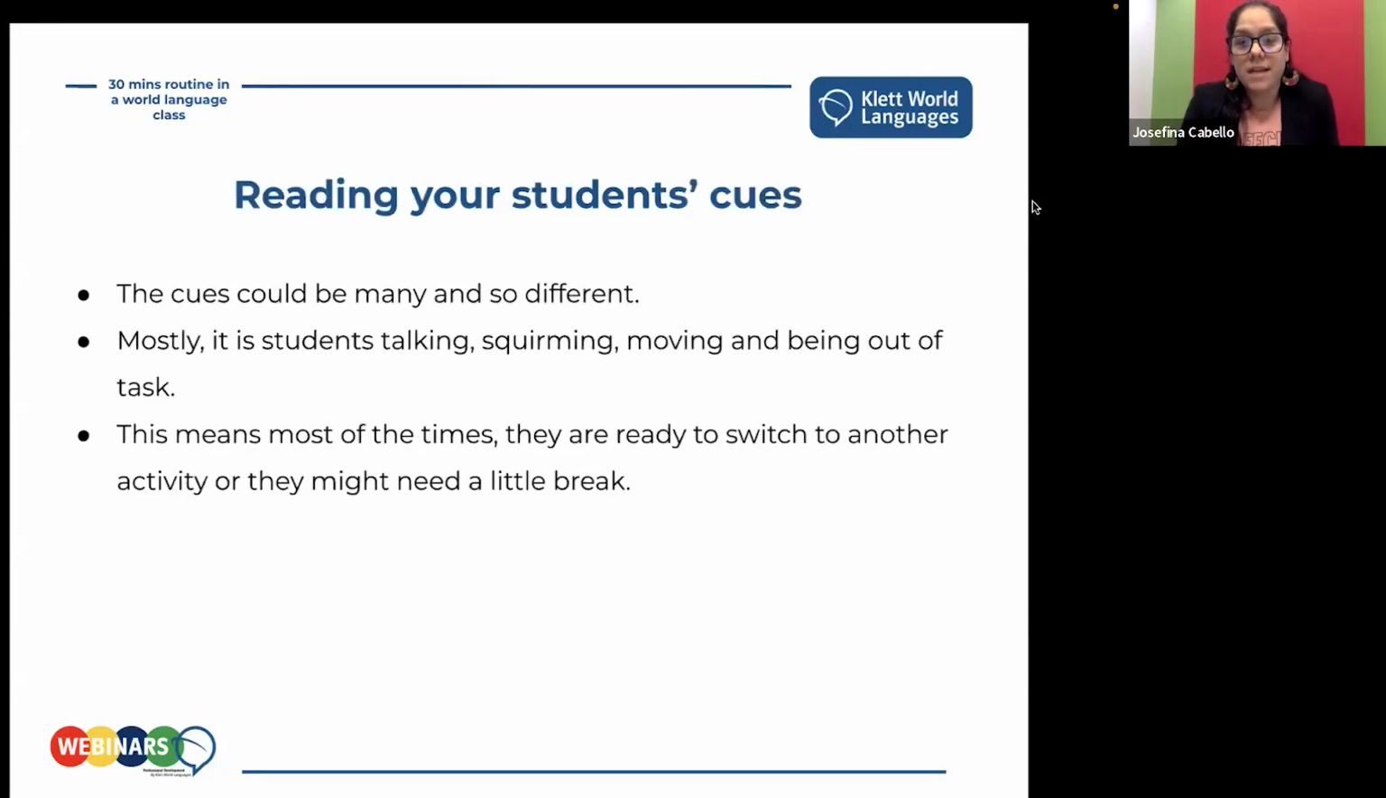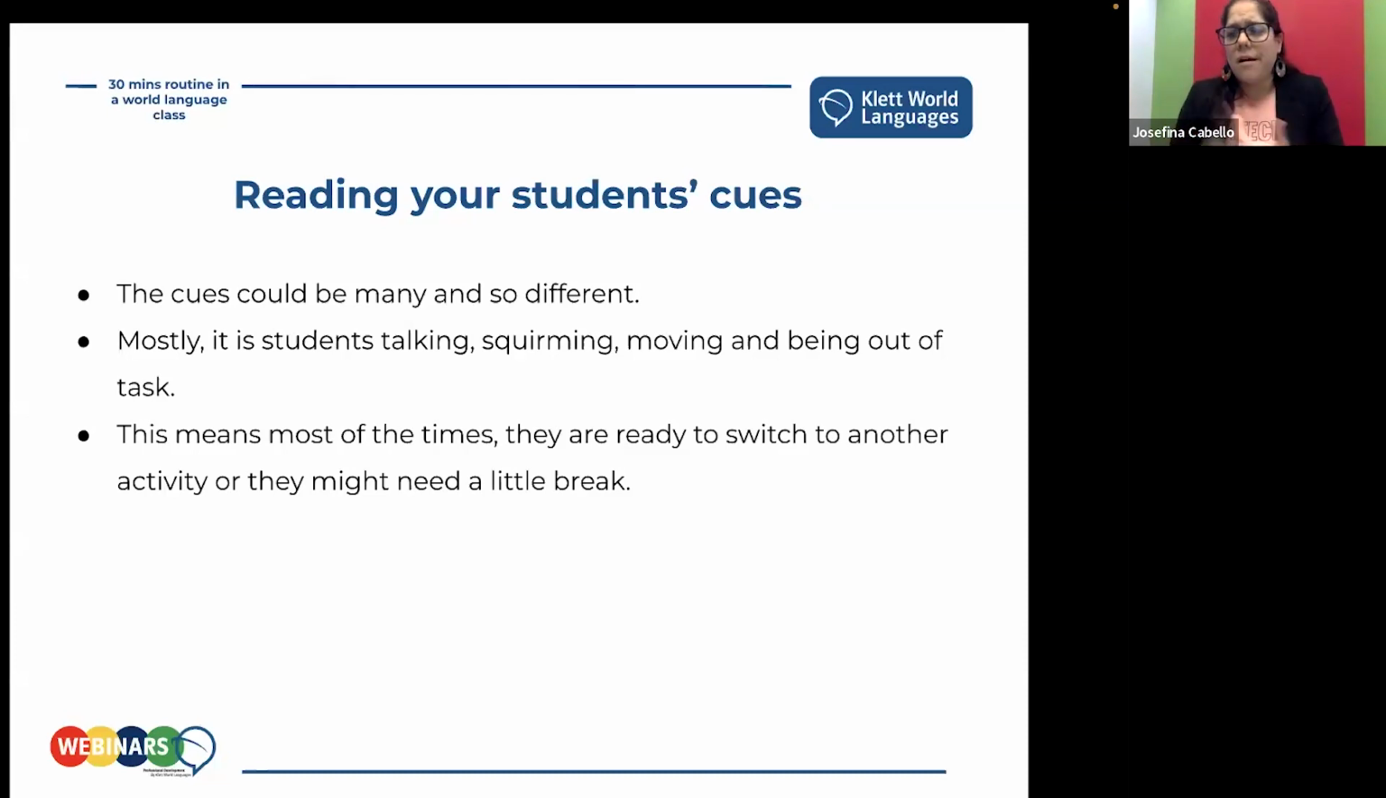Okay, we can move on to our next activity, next slide. I cannot get out of the teacher mode. I keep saying activity. So remember to read your students' cues, read their body language. The cues could be many and they could be so different depending on your group. Mostly students start talking, squirming, moving, or being out of task. This means most of the time they're ready to switch to another activity or they might need a break.